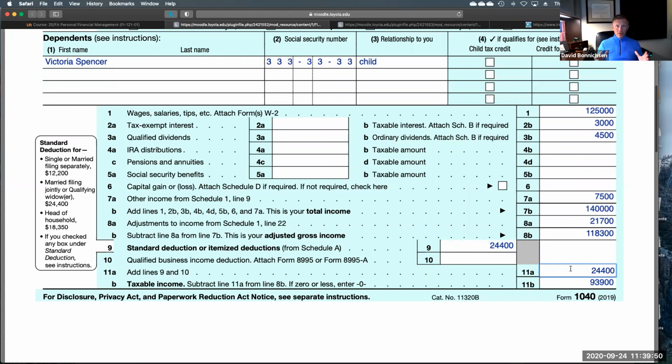So remember, adjusted gross income minus deductions gives us taxable income. So when we take $118,300 and we back out the standard deduction of $24,400, our taxable income that we've calculated for the Spencer family is $93,900. And this is the number that we then go to the marginal tax tables for to determine what their actual tax owed looks like. So let's go do that.